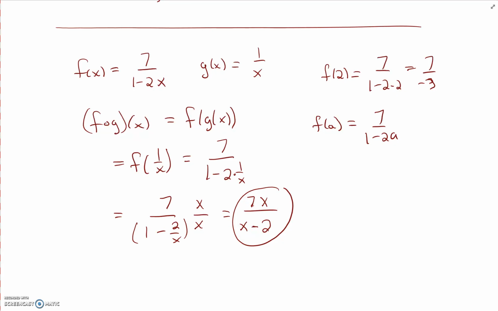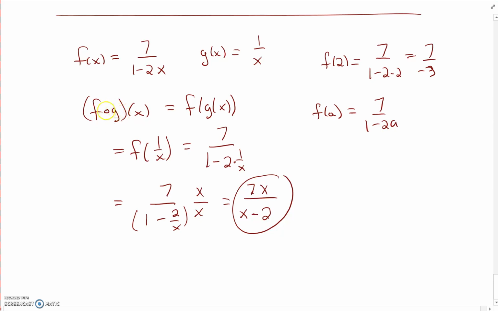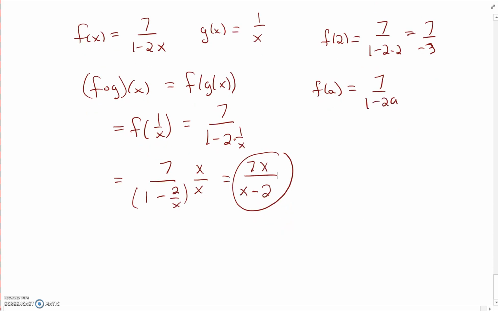Okay, so the second part of this problem is, so this is f of g that we did before, where you take the g and you plug it into f. So you take the 1 over x, plug it into the x. Now we're going to reverse it. We're going to do g of f.